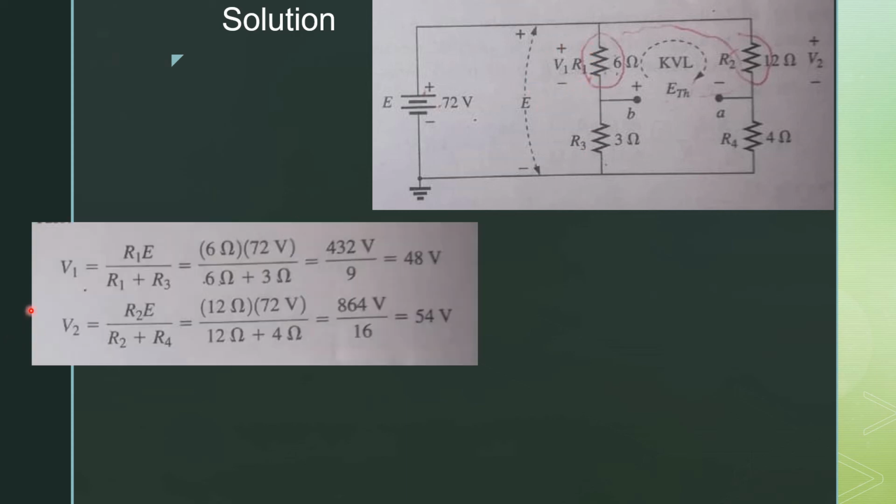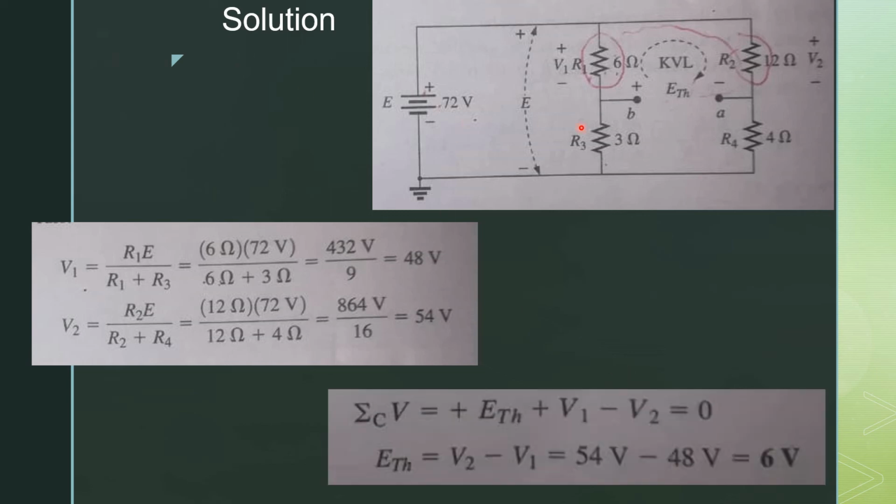So V1 is equal to R1 E divided by R1 plus R3. Substituting the values, we get the value of V1, which is equal to 48 volts. Now we apply the voltage divider rule to this loop in order to get the value of V2. So V2 is equal to R2 E divided by R2 plus R4. Substituting the values, we get the value of V2, which is equal to 54 volts.